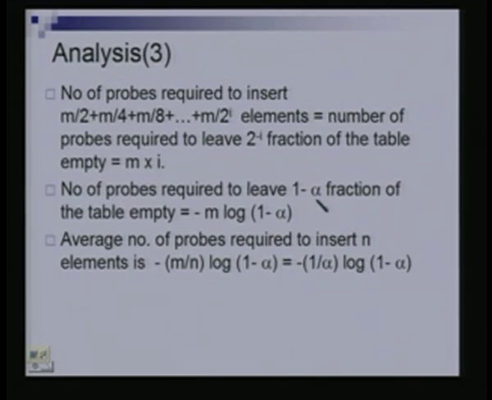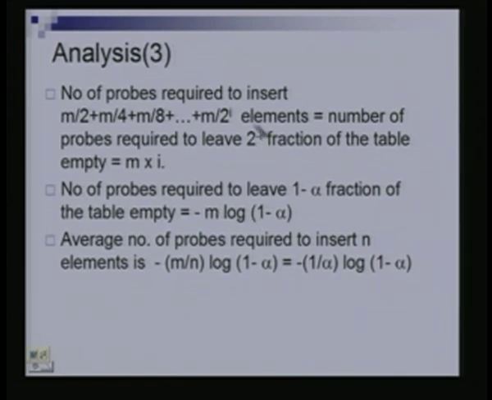Right? So that is the number of probes required. Now what do we want? We have a load factor of alpha. We have already inserted enough elements so that the load factor is alpha. When the load factor is alpha, 1 minus alpha fraction of the table is empty. So if I have to have 1 minus alpha fraction of the table empty, then how many probes are required? If I have to have 2 to the minus I fraction of the table empty, then I require m into I probes. What is I? I is basically log of this quantity, minus log of this quantity. So if I need to have 1 minus alpha fraction empty, I just need minus log of 1 minus alpha times m. These are the number of probes required. I have just gone from here to here.